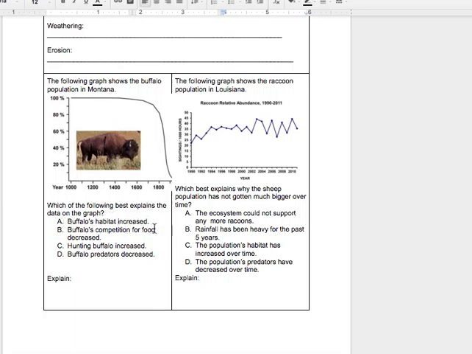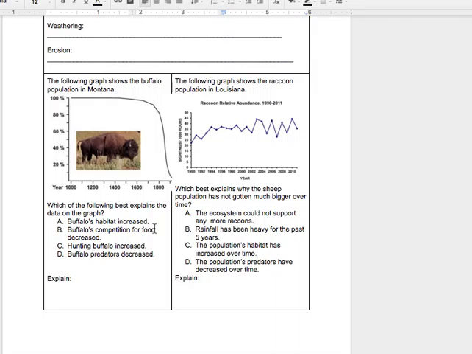A, buffalo's habitat increased. B, buffalo's competition for food decreased. C, hunting buffalo increased. Or D, buffalo predators decreased. Hit pause and answer. Okay. A, buffalo's habitat increase. If buffalo's habitat increases, we will see an increase in population for buffaloes in Montana. So A would be incorrect.